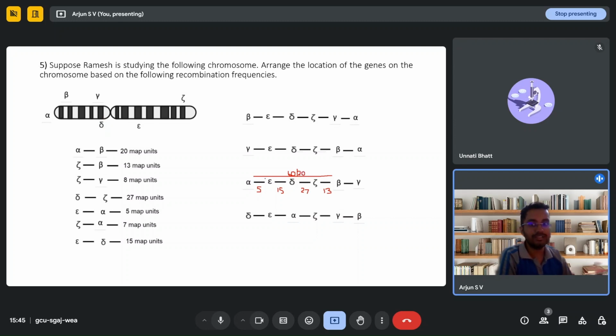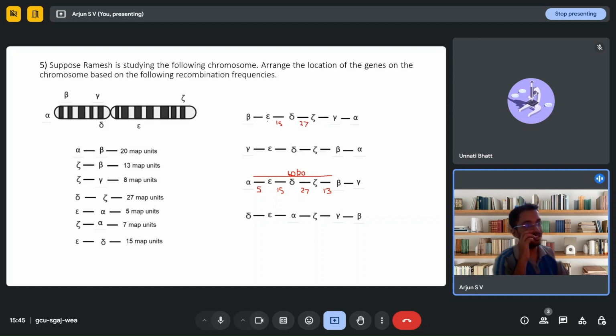You can maybe try the same option for the other answers as well. So here beta to epsilon is not given. Epsilon to delta is given 15, and delta to omega is given kind of 27.